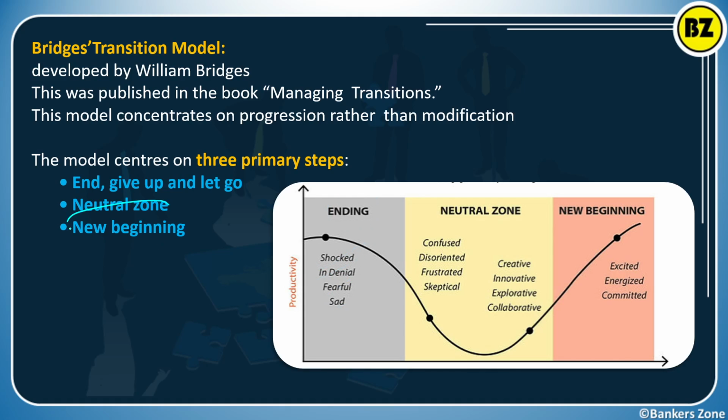Next is the neutral zone. Neutral means how long you will be unhappy. In the neutral zone, the employees will become confused, frustrated, and skeptical.